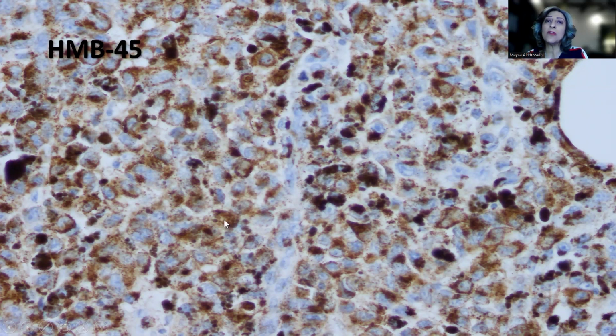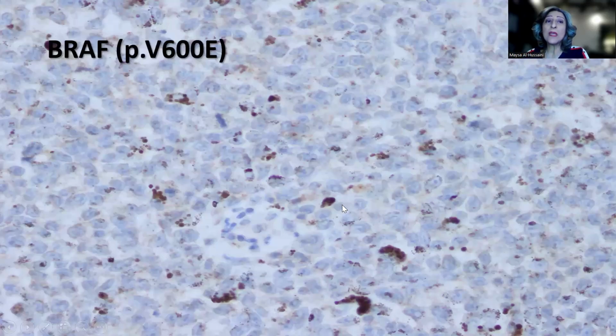So remember, if you can find a nuclear marker like SOX10, it would be much easier to interpret, especially in the presence of melanin pigment, abundant melanin pigment in the melanocytes. Now, the BRAF immunostain was interpreted as negative. This is the melanin pigment.